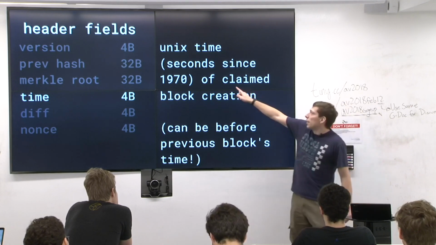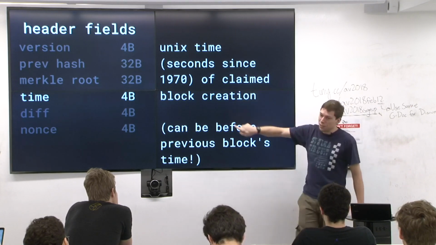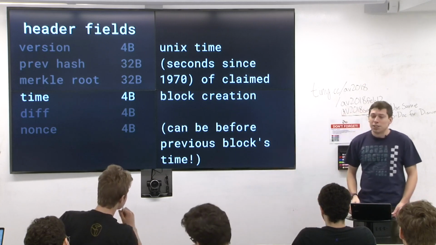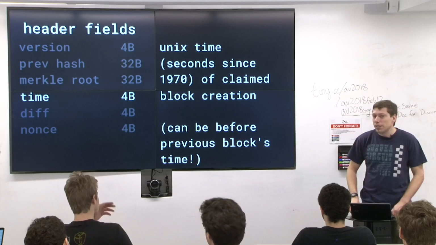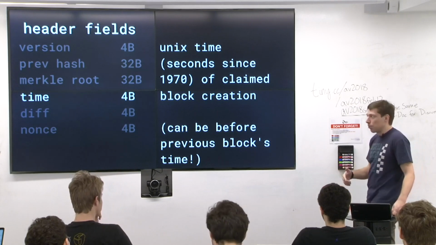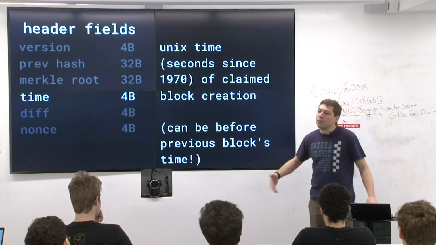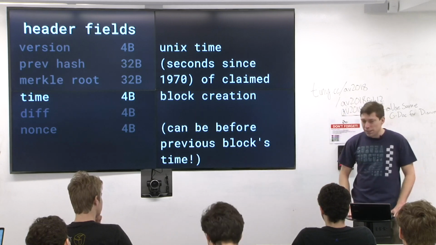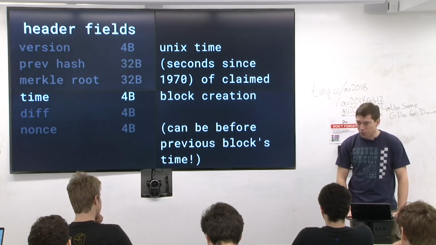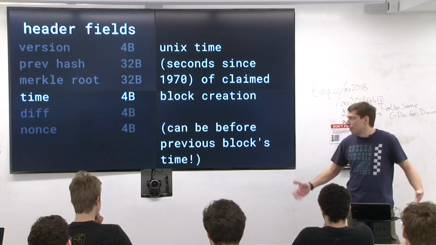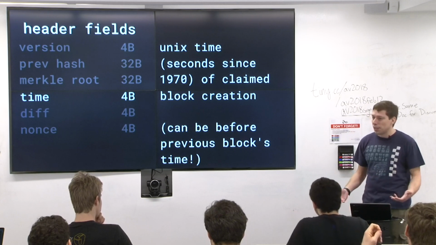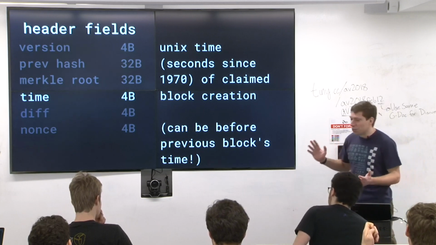But the problem is, this is a claimed block creation time, right? You can put whatever 4 bytes you want in there. And so you can always say, oh, I just mined it exactly 1 second after the previous block. It just took me a while to broadcast it. So you can't really trust the timestamp to see which came first. If you could, you wouldn't need all this crazy mining stuff, and transactions themselves could just have a timestamp, and you wouldn't need this whole structure.